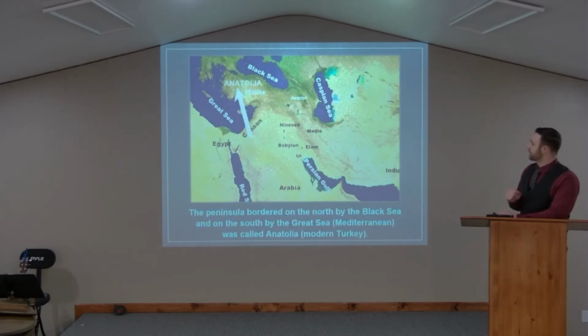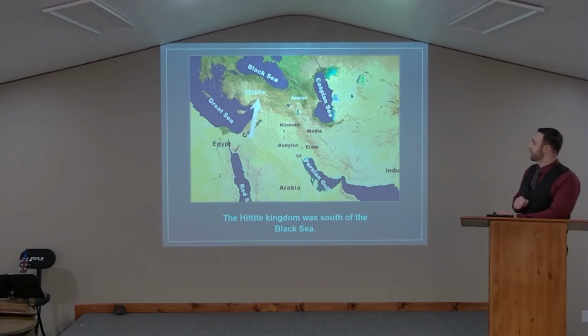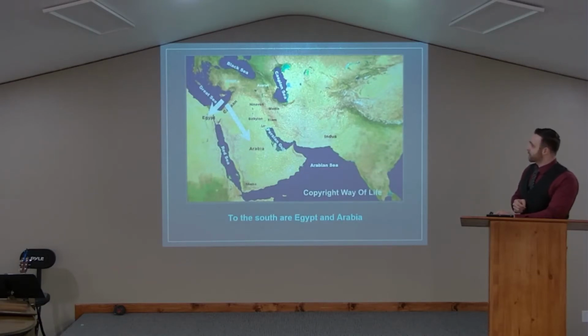And there's a peninsula up here in between the Mediterranean and the Black Sea. It's called Anatolia, modern Turkey. And the Hittite kingdom was just south of there. Hittite kingdom was something that was only recently discovered through archaeology, always verified by biblical records, but archaeology backed that up fairly recently. Now down south we have the nations of Egypt and then Arabia down here on this big peninsula. So all of that surrounds Israel, which is right there.